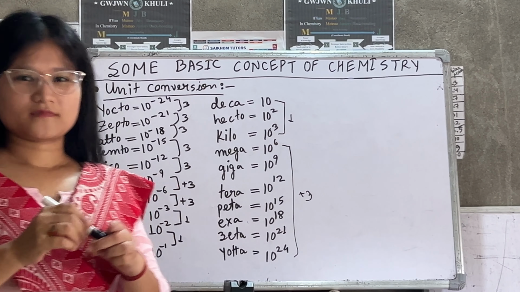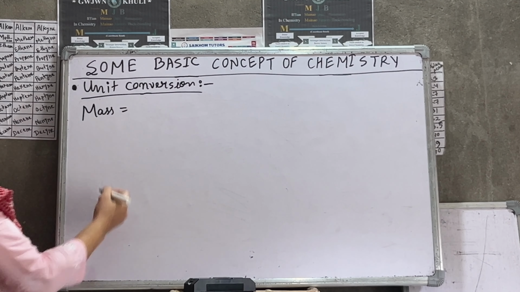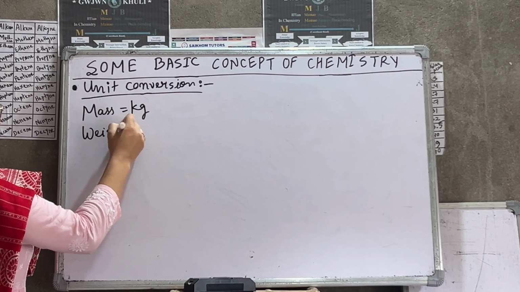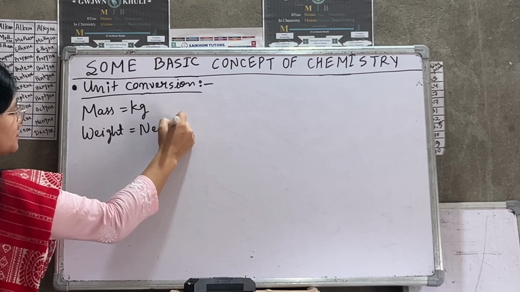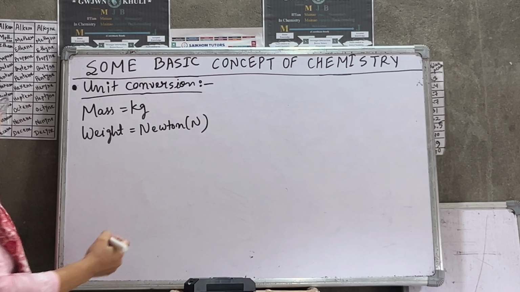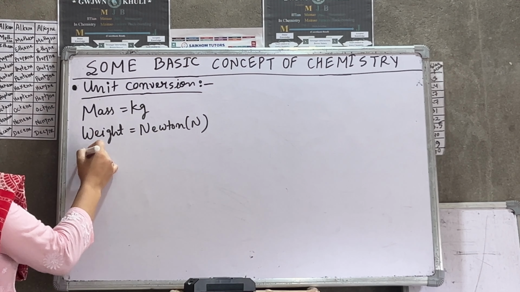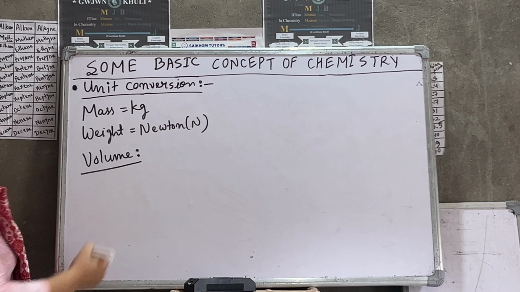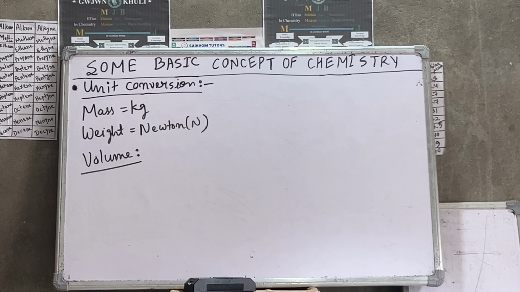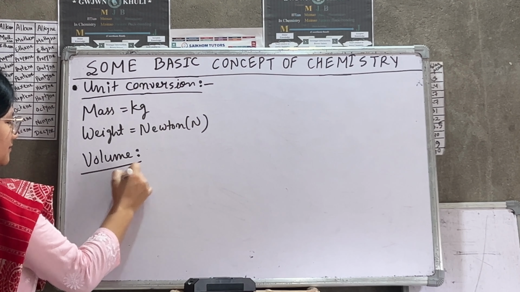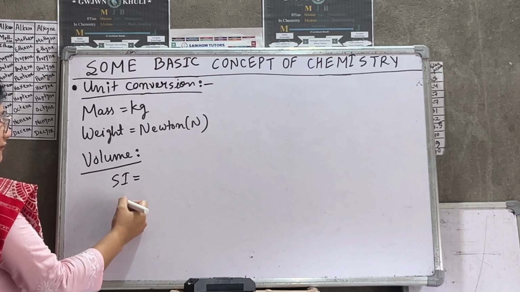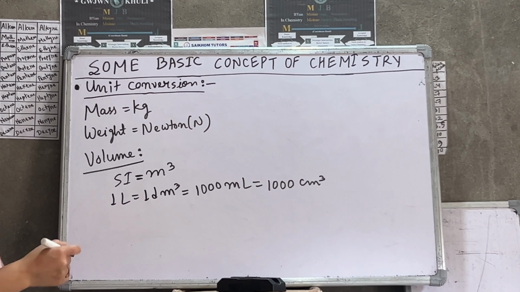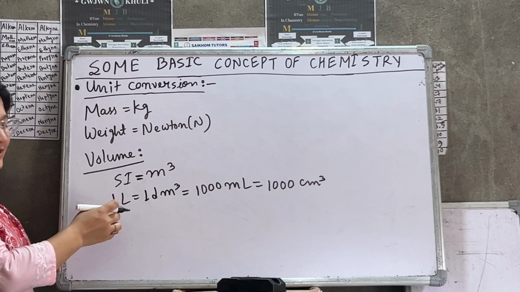Okay, you need to learn this by heart. The unit of mass is kg and the unit of weight is Newton. You need to know that, and also for the volume. The SI unit of volume is meter cube. Clear? To learn the volume, you need to learn this also.